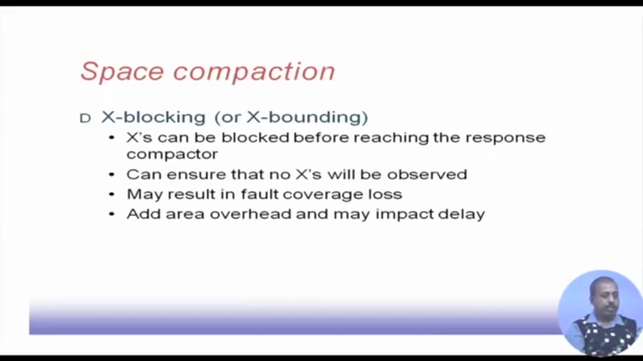Another possibility for space compaction is known as X blocking or X bounding. So, X's can be blocked before reaching the response compactor. So, if there is some unknown value coming, we can block that value. So, we can ensure that no X's will be observed. It is unknown, so we can stop it before it reaches the compactor.